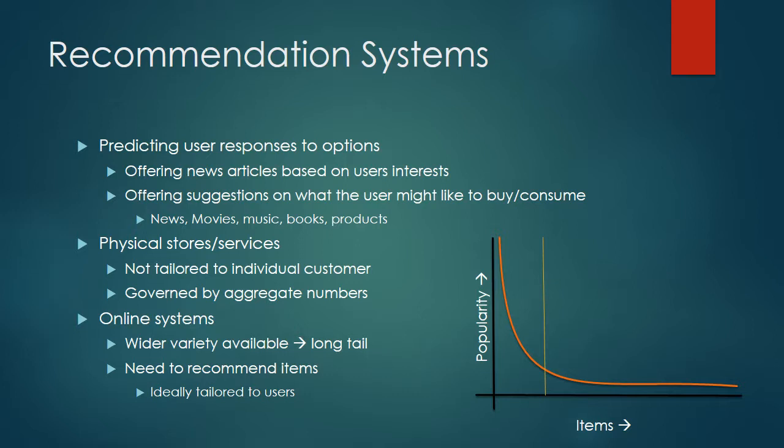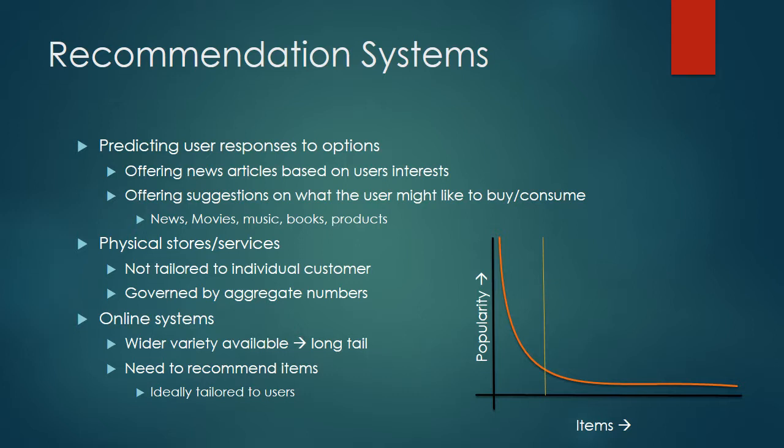So fundamentally, at a very, very basic level, you want to predict user responses to options. I have a large variety of things to offer to you as a user. How can I predict which ones you're likely to like more than everything else? Because I'm limited by how much I can show you at a time, I would rather show you things that you're more likely to like.